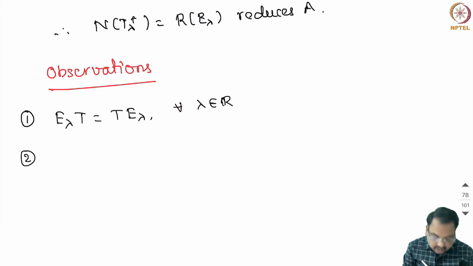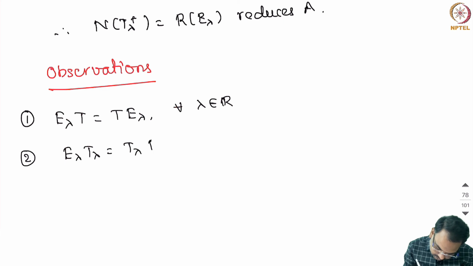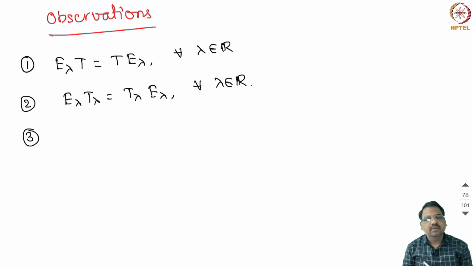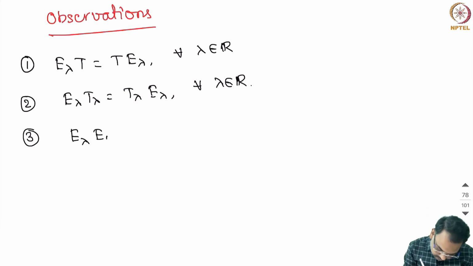Now from this we can actually show that E_λ commutes with T_λ for every λ in R. Now we also know that if you take E_μ, where μ is a real number, E_μ commutes with T and E_λ commutes with T. From that we can conclude that E_λ E_μ is E_μ E_λ for every λ, μ in R.